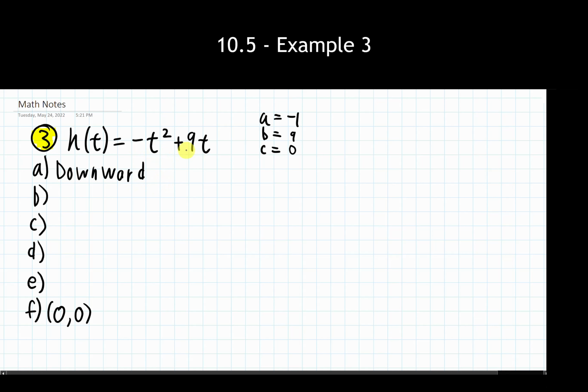You know, I think I might be able to factor this thing. I'm going to start with finding the x-intercept after our y-intercept here, because why not? Should be able to factor this. Remember, with the x-intercept, I'm plugging 0 in for the output here. So I get 0 equals negative t squared plus 9t.